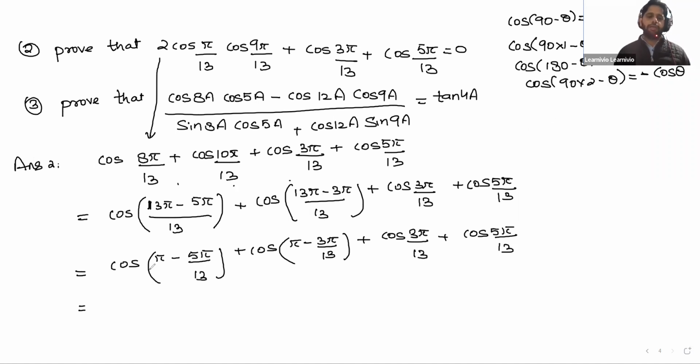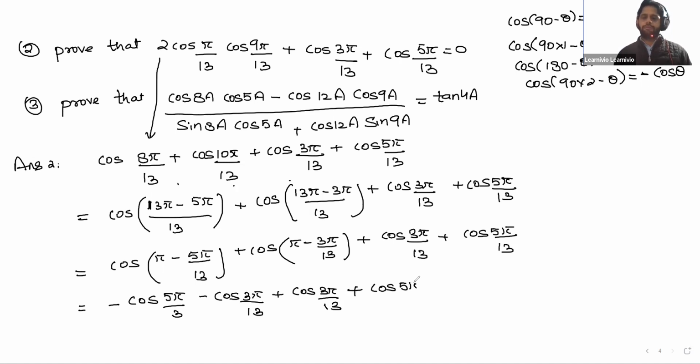Pi means 180, so here we will get minus cos 5 pi by 30, minus cos 3 pi by 30, plus cos 3 pi by 30, plus cos 5 pi by 30. Now cancel out all these, and you finally get 0. Is this clear? Then please note this down and start the third part.